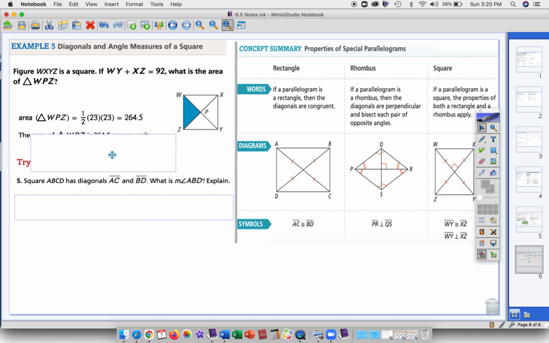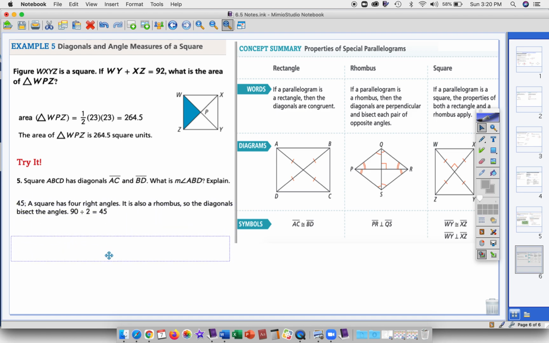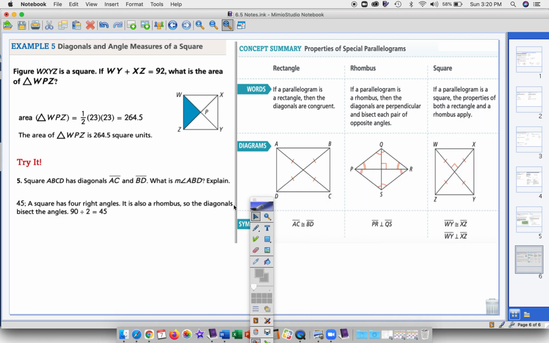Okay, let's take a look. So hopefully you came up with 264.5 square units. And for try it number 5, hopefully you came up with 45 degrees. If not, again, ask in class and we'll go over these examples.